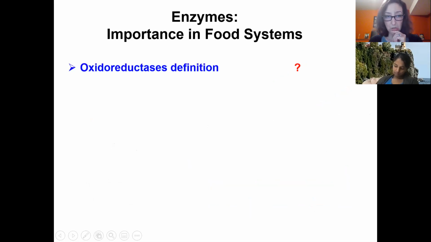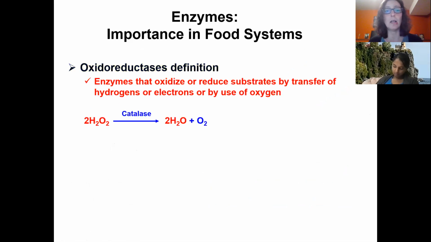The last group I'm going to talk about is oxidoreductase. So what's its definition? It catalyzes a reaction where there is either an oxidation or a reduction of the substrate by transfer of hydrogens and electrons or by use of oxygen. So here in this case, catalase or also peroxidase reduces hydrogen peroxide into water and oxygen. So this is a reduction reaction where you get rid of hydrogen peroxide.